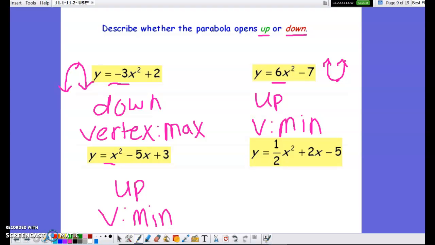And finally, this last one, don't let the fraction throw you off. We don't care if it's a fraction or not. We just care if it's positive or negative. And it's still positive, so it's still going to be opening up, just like we've seen on the last two examples we just did. And again, the vertex is still going to be a minimum value.